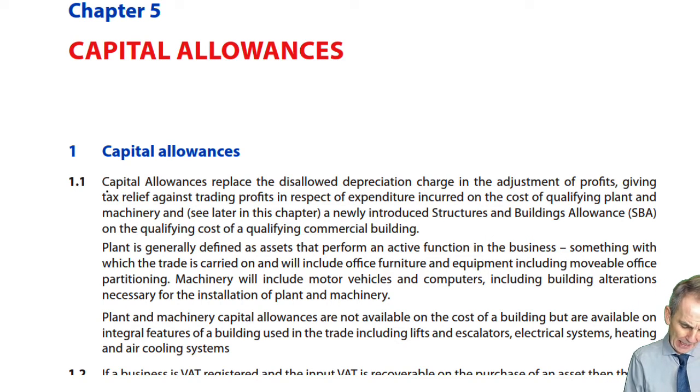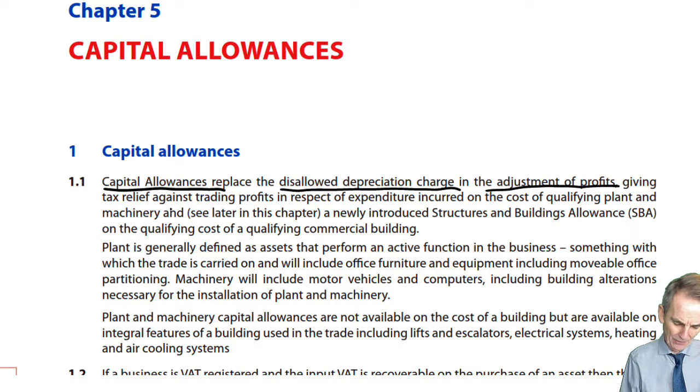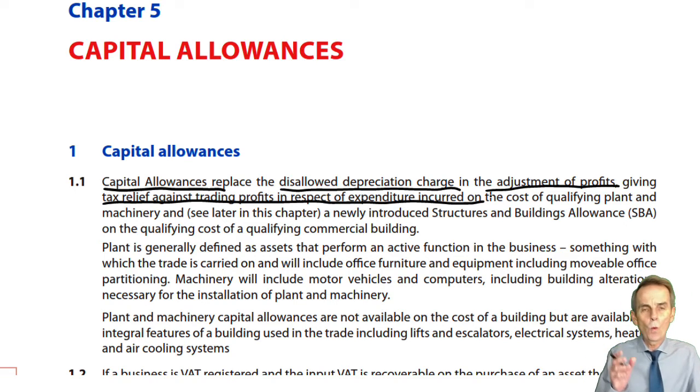As we've said, our capital allowances replace the disallowed depreciation charge in that adjustment of profits, giving tax relief against trading profits in respect of expenditure incurred on. What we said was that we would have depreciation charges on capital expenditure. What we'll see is that we now have to define that capital expenditure in terms of what type. And to begin with, the capital allowances that we will look at will be those available on what we call qualifying plant and machinery.